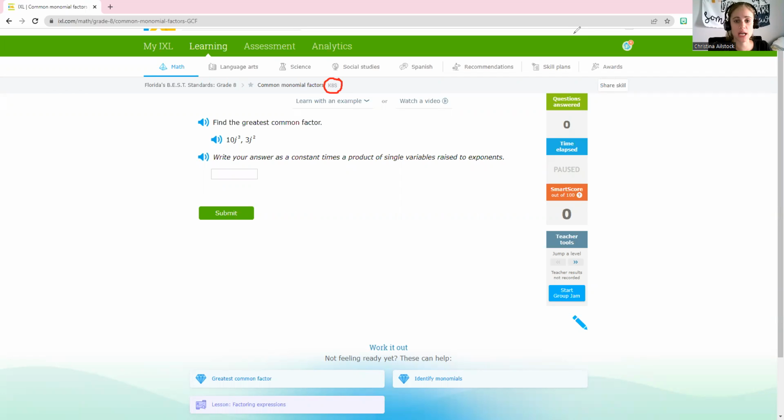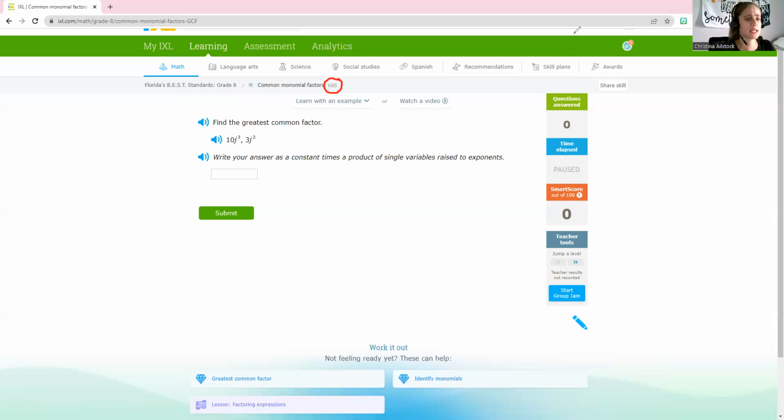It tells us to find the greatest common factor between 10j to the cubed and 3j to the second. And then we need to write our answer as a constant times a product of a single variable raised to an exponent. When we see problems like this, we are going to find both the GCF, greatest common factor, of our coefficient, so our number, and our variable, our letter.